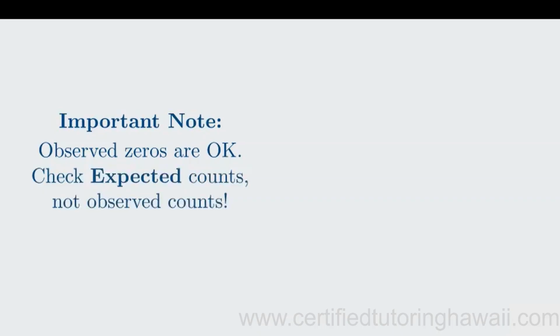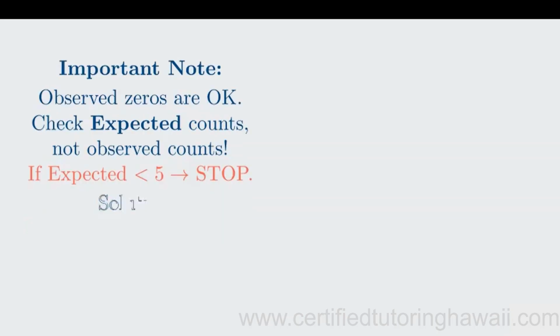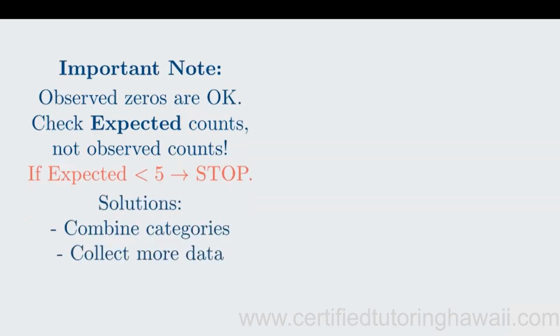Even if the observed data has a 0 in a cell, the test might still be valid as long as the expected count for that cell is 5 or more. Never look at the raw data to check this condition. Always calculate the expected values first. If you find that an expected count is less than 5, you cannot proceed with a chi-square test. In a real study, you might have to combine categories to increase the counts or collect more data.